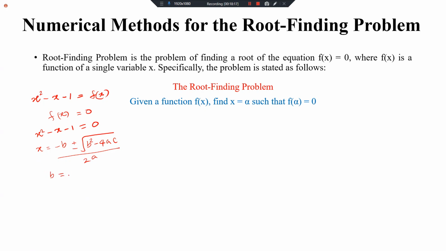Yeah, b equal minus 1, no? c equal minus 1, a equal 1. You can find the root now.